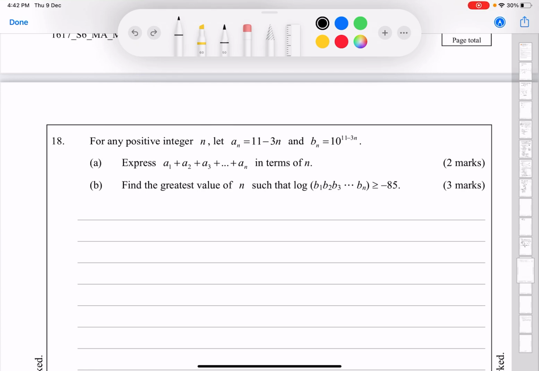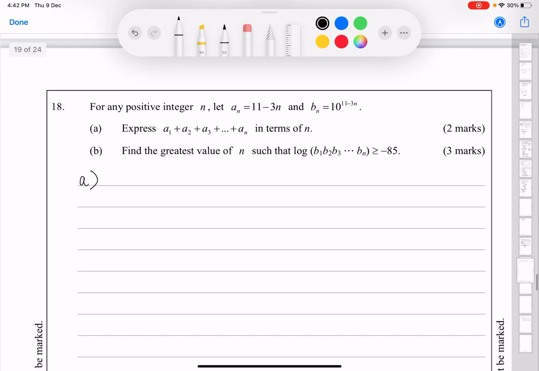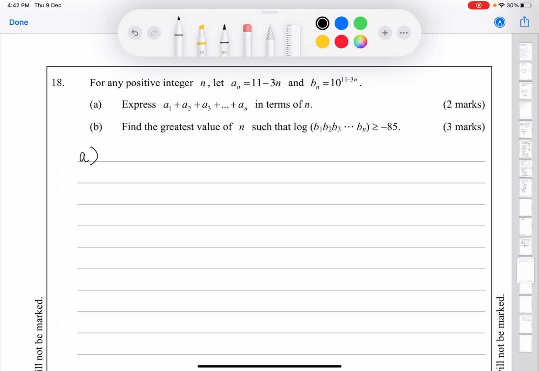We continue to question 18. Question 18, it is a sequence question. So what do we need to do for a sequence question? Of course, we need to find its sequence.